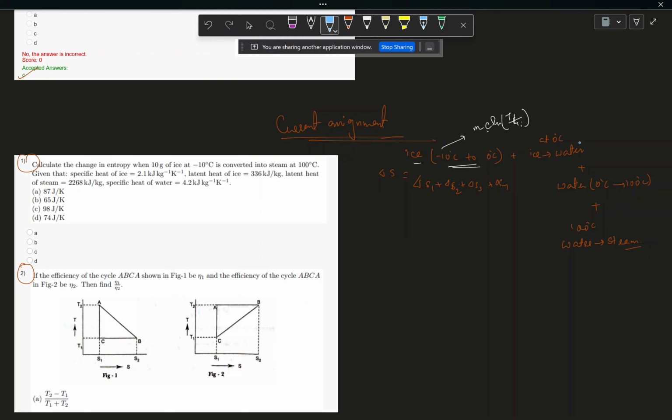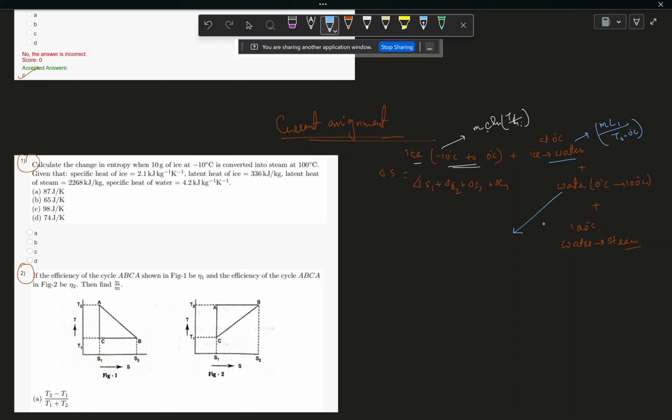And when heat is being absorbed for a phase change, like for ice to water you have to absorb some heat, that is basically your latent heat, where the temperature remains constant. And latent heat is also given in the question in terms of per kg unit, so you have to take care of the unit and multiply it by the mass. If the latent heat of ice to water is L1, then this is m L1 by the constant temperature T0, which is 0 degree centigrade. So this is the entropy change for the phase change from ice to water.